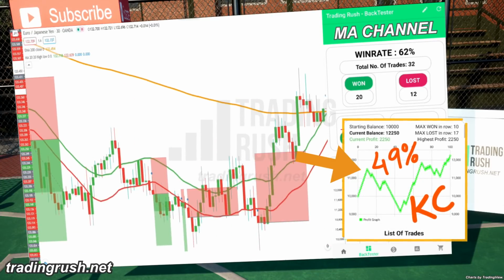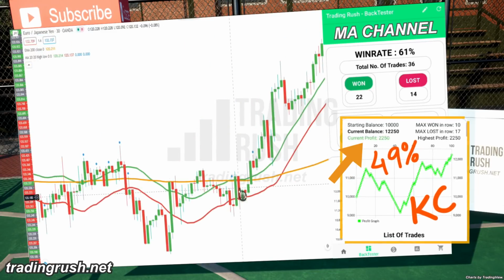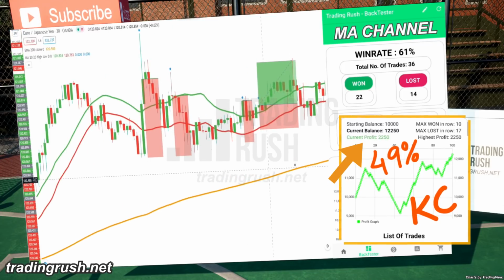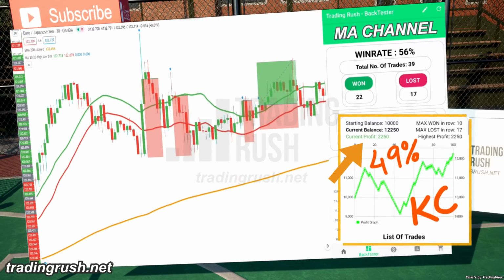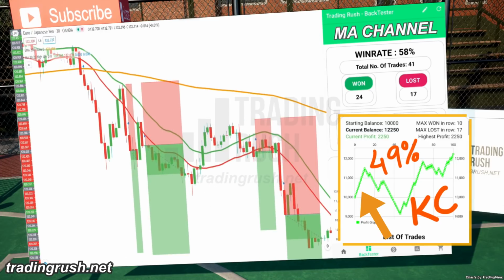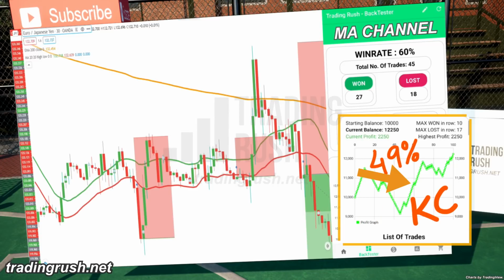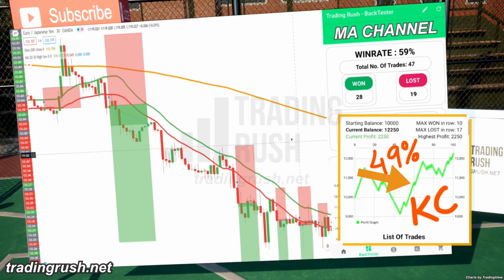Trading Rush channel. It got a 49% approximate win rate, and that is a profitable win rate because the reward-risk ratio was higher than 1. But if you look closely, you will notice that the Keltner channel made a good profit at the beginning, then gave back the profit and made a loss, and then the profit line went back in the upward direction again.